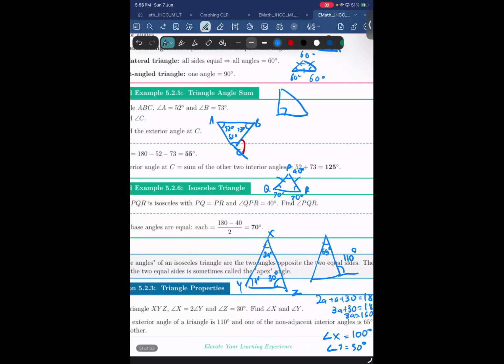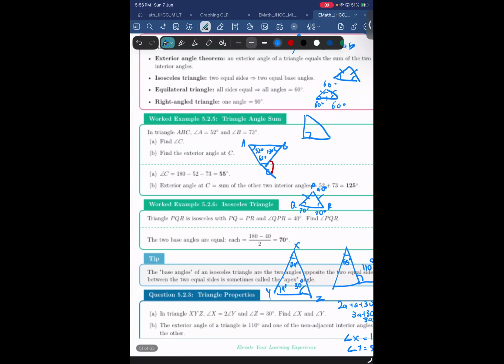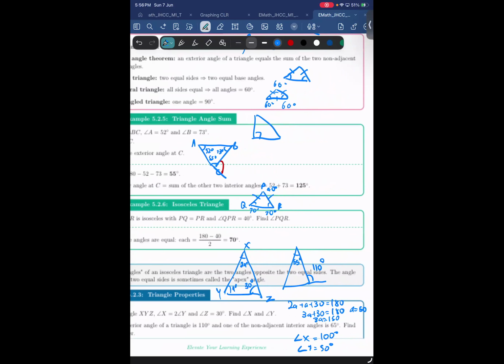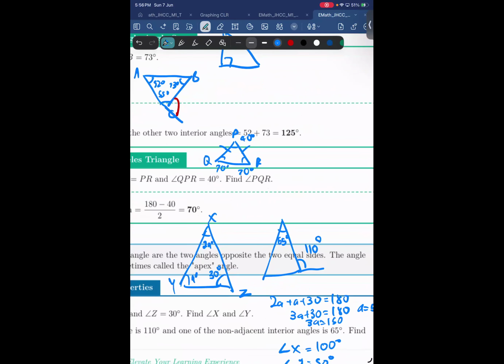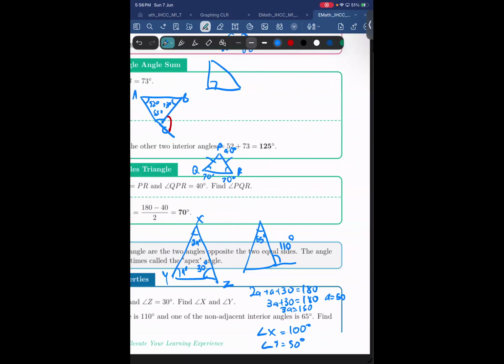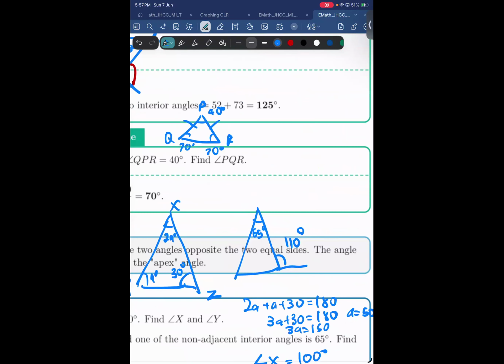Then for part B, the exterior angle of a triangle is 110 degrees. Let me label 110 degrees here. One of the non-adjacent interior angles is 65 degrees, maybe the top one. Find the other. So here it's quite easy, right? You can use angles in a straight line to find that this is 70 degrees. Then lastly, this angle here is 180 minus 70 minus 65, which is 45 degrees.